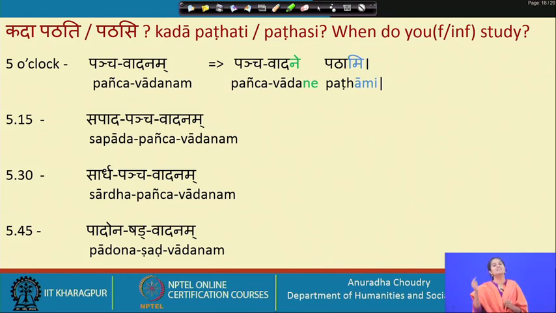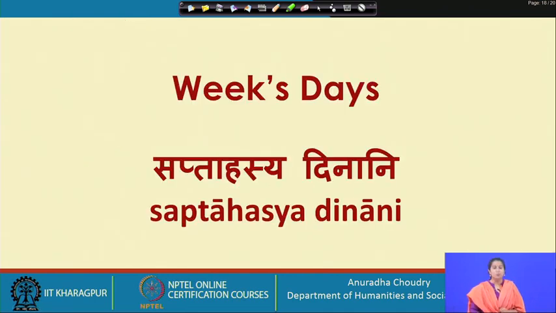Aham dashavadane pathami. Similarly, 5:30 could have been sardha panchavadane pathami, or 5:45 would be padona shadvadane pathami. Uttamam. So, let's move on.